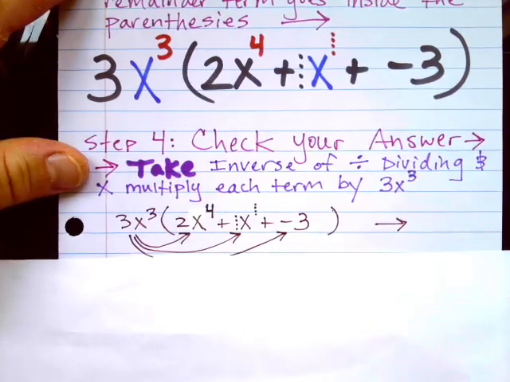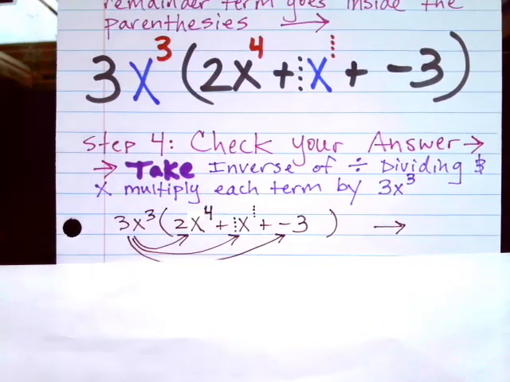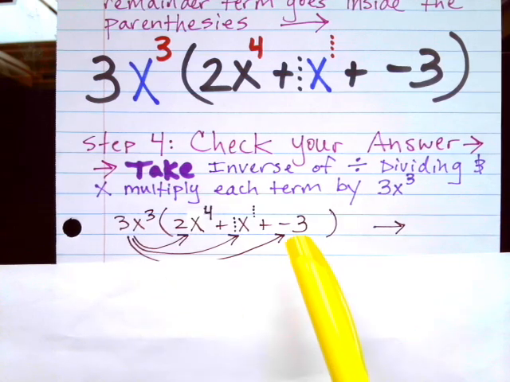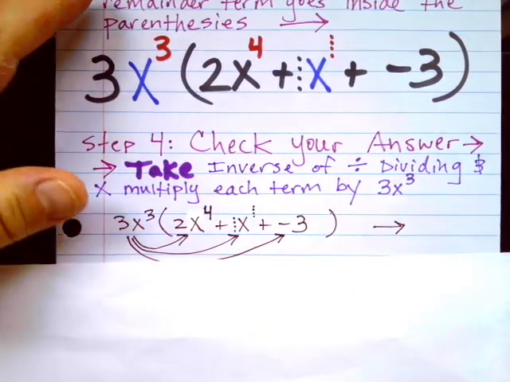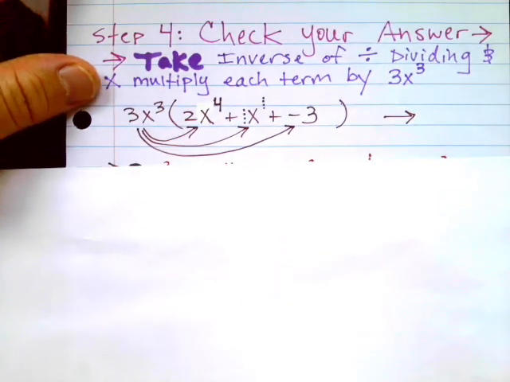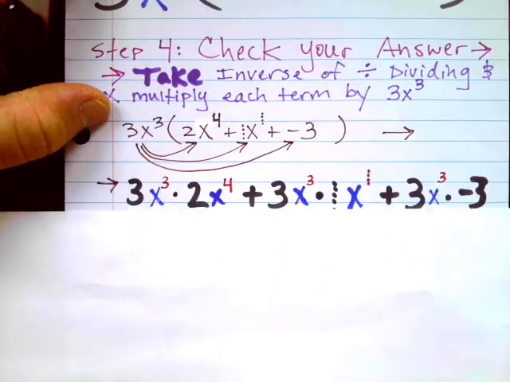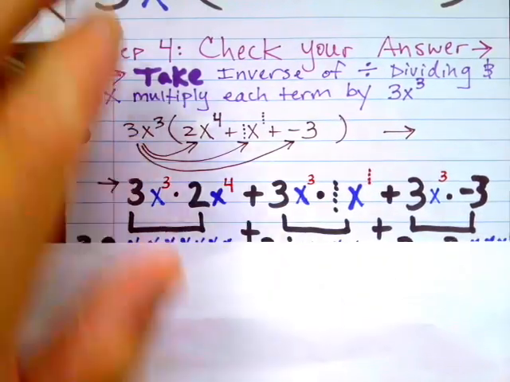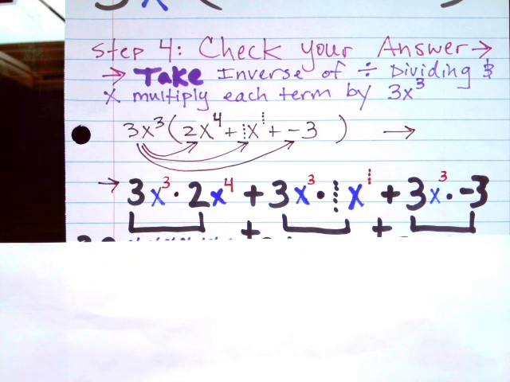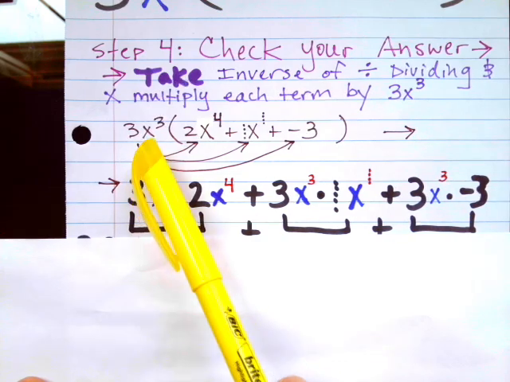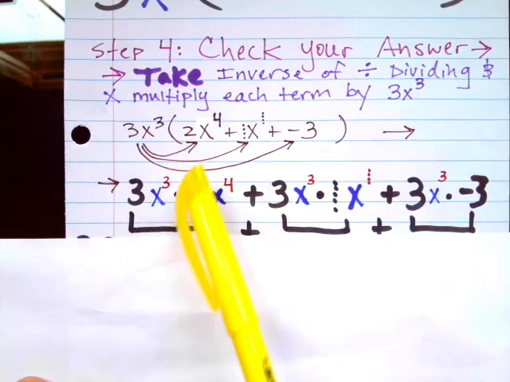All right, so let's go ahead and take a look here, and I'll move it up in a second. So 3x cubed times 2x to the fourth, 3x cubed times just 1x to the first power, and then 3x cubed times that negative 3. That's how we're going to check our answer. Let me show you here step by step what I'm talking about. So we have 3x cubed times 2x to the fourth.